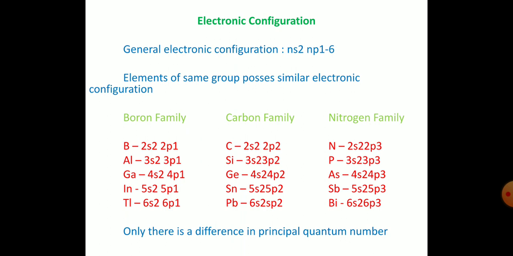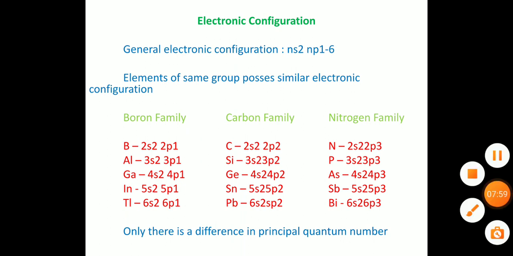So what is the important point given here? The elements of the same group will have similar outer electronic configuration. Their electronic configuration will be the same, but what will be the difference? Only there is a difference in their principal quantum number. In order to demonstrate this fact, I have taken the elements from the boron family, carbon family, and nitrogen family.